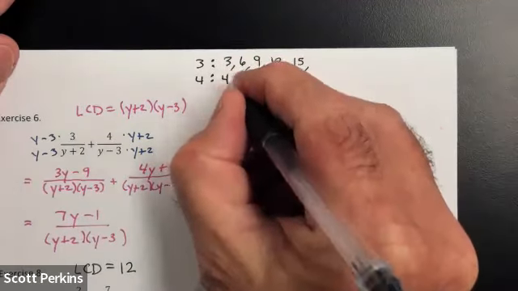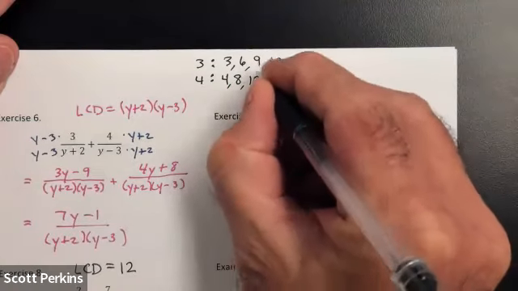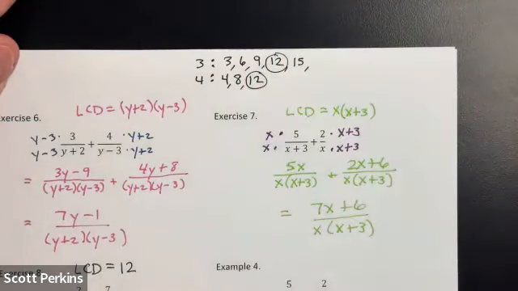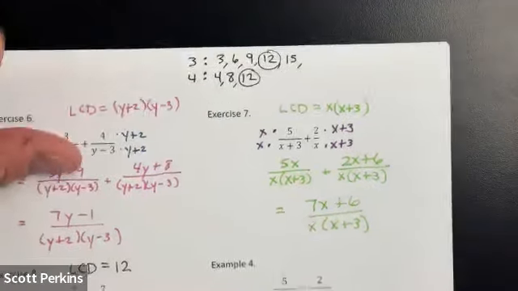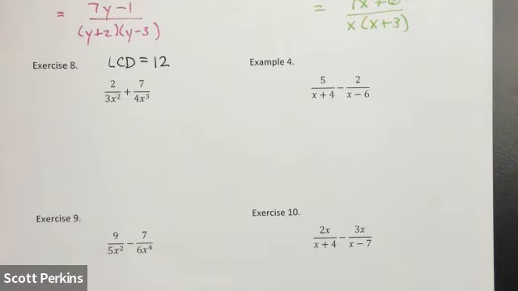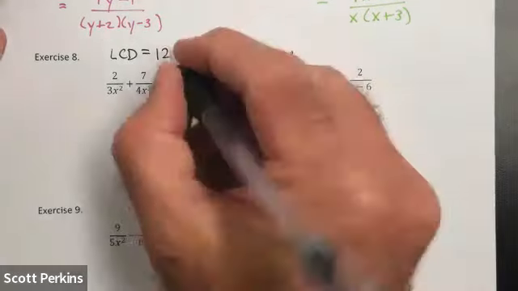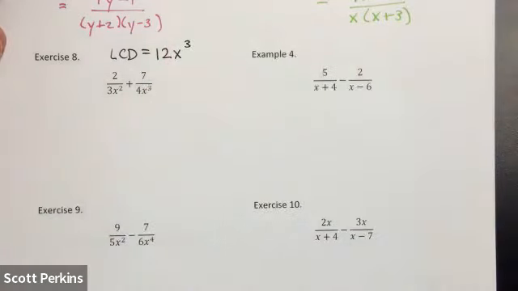4 times 1 is 4. 4 times 2 is 8. 4 times 3 is 12. Oh, there it is. Okay, 12. That's the lowest multiple they have in common. So 12. And then how many x's do I need? You always take the highest power. Yep, so I need 12x to the 3rd.